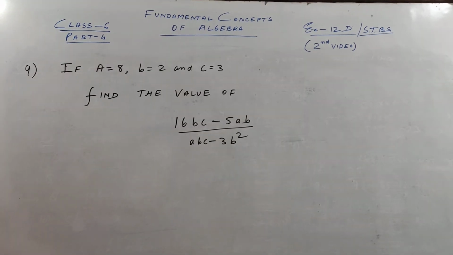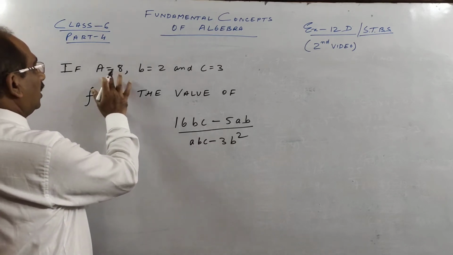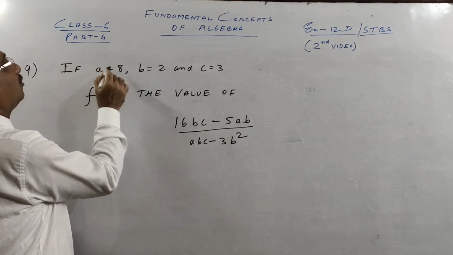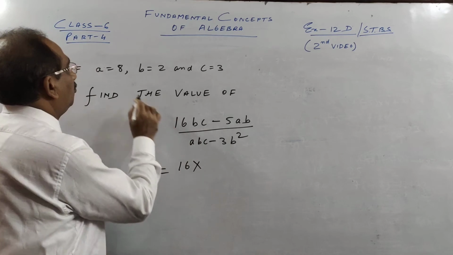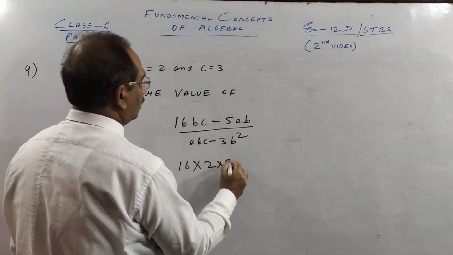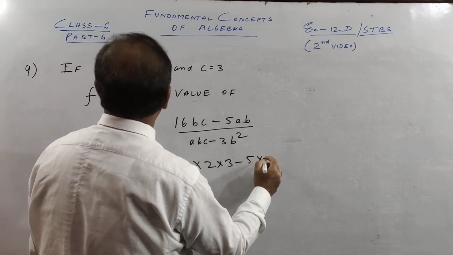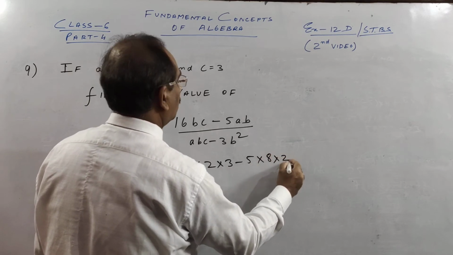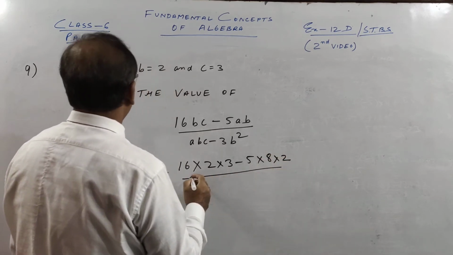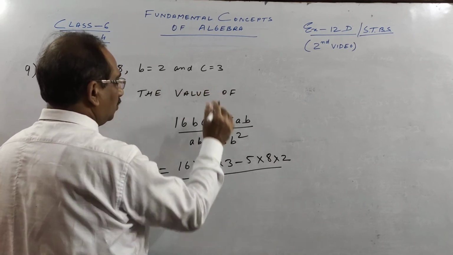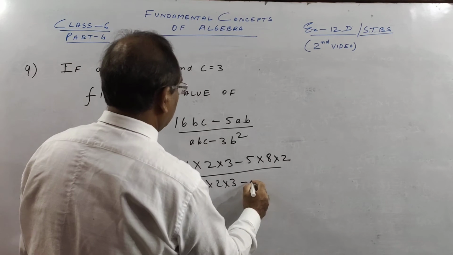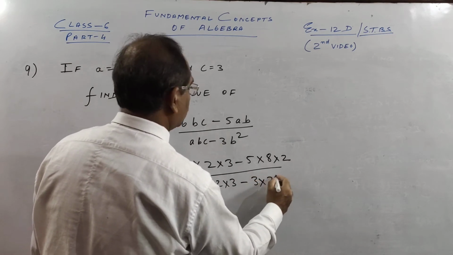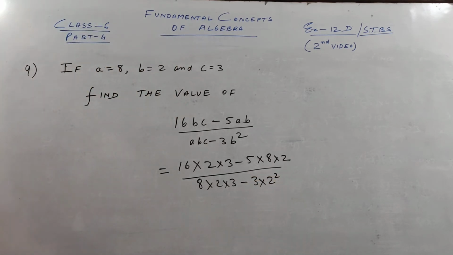So next we move on to question number 9. So here you will see we have got A as 8, B is 2 and C is 3. So first step, in place of B I write 2, C I write 3. 5 into 8 into 2. ABC, 8 into 2 into 3 minus 3 into B square. B is 2 square. So kindly check the substitutions.